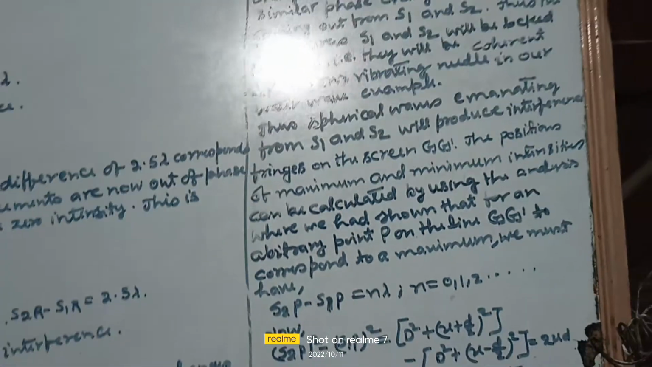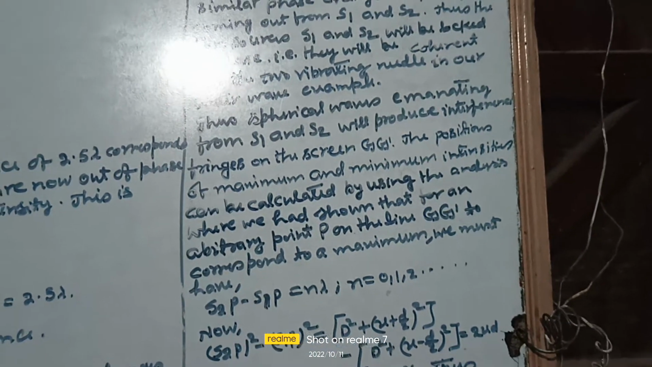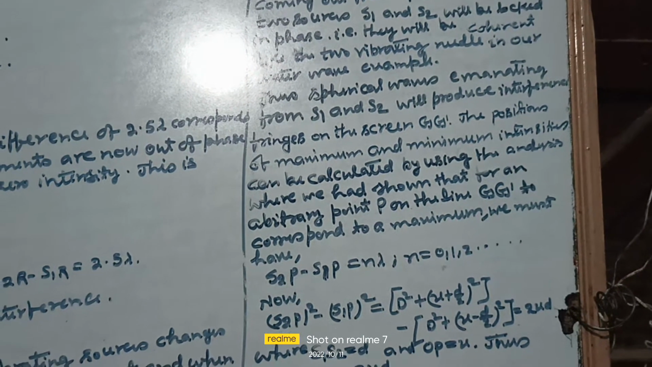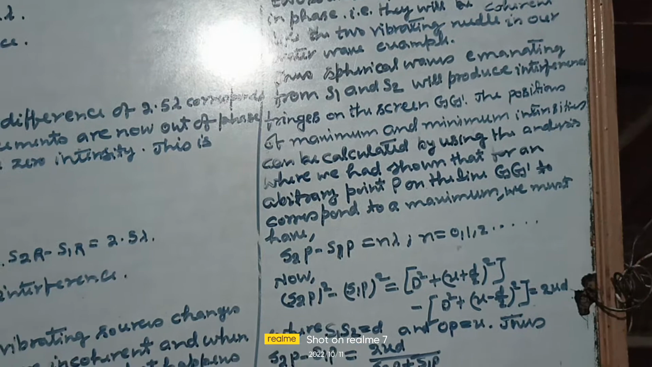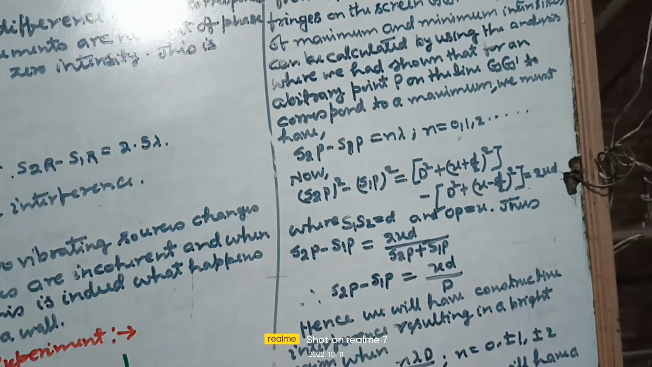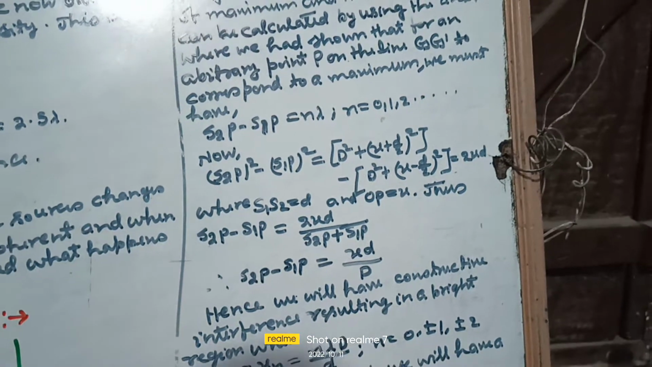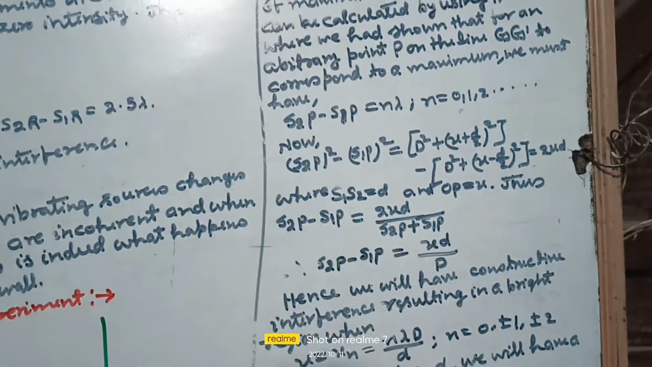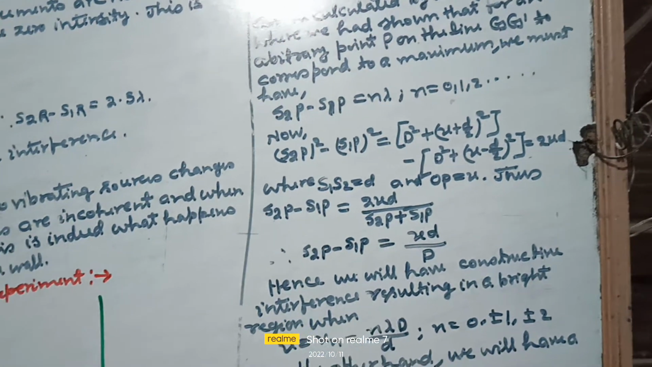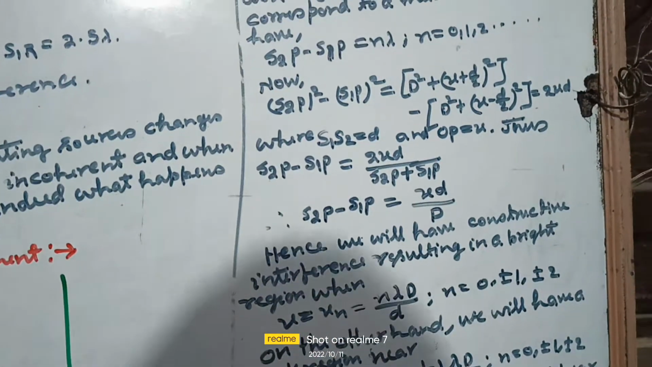The positions of maximum and minimum intensity can be calculated by using the earlier analysis, where we had shown that for an arbitrary point P on the line GG' to correspond to a maximum, we must have S2P minus S1P equal to n lambda. Now S2P whole square minus S1P whole square equals D square plus S plus d by 2 whole square minus D square plus S minus d by 2 whole square equals 2Sd, where S1S2 equals d and OP equals S. Thus S2P minus S1P equals 2Sd divided by S2P plus S1P, therefore S2P minus S1P approximately equals Sd divided by D.